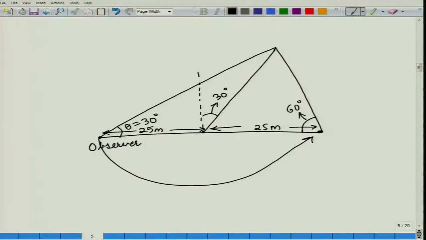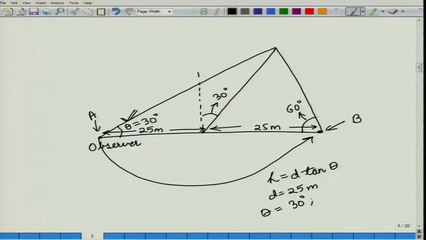Now what the logger has done is he has taken two readings, one at point A, one at point B. He has assumed this tree to have no lean. So essentially what he is measuring is H is equal to D tan theta. Once he is at a distance of 25 meters, and in the other case also he is at a distance of 25 meters, so D is equal to 25 meters in both cases. The first angle that he has measured is 30 degrees and the second angle is 60 degrees.